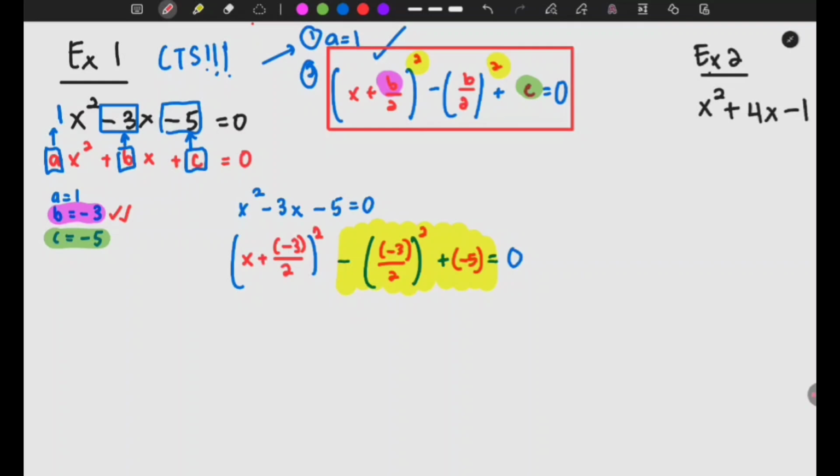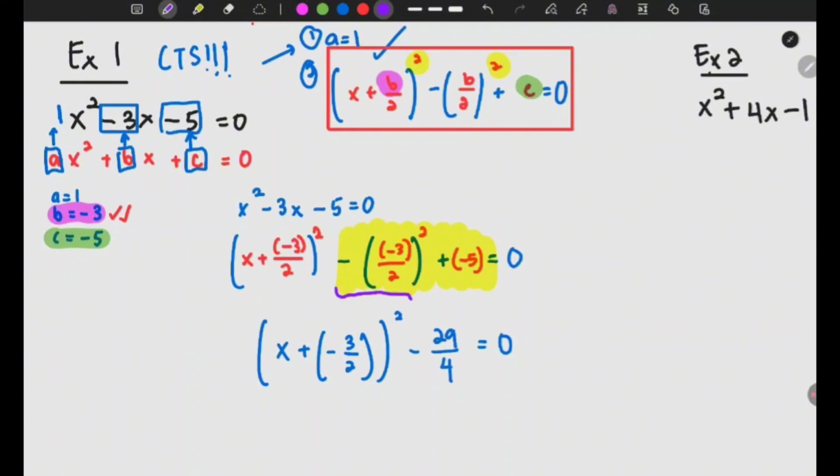So I write this thing again, x, sorry, plus negative 3 over 2. I actually can put it in this way. And this entire thing I press in the calculator and I get negative 29 over 4. This entire thing, if you press in the calculator, you will get negative 29 over 4.